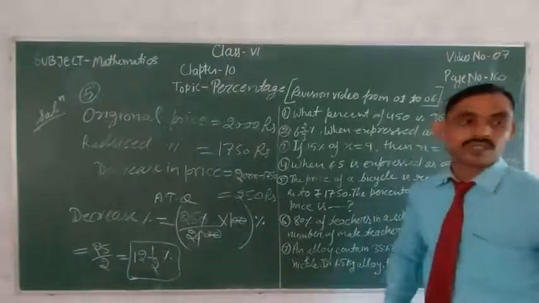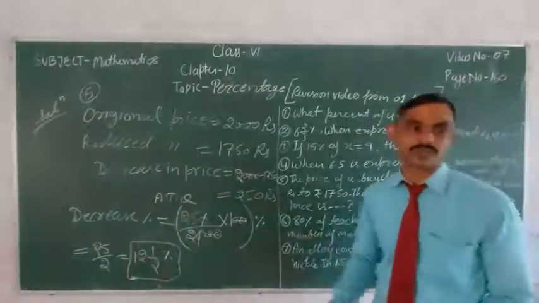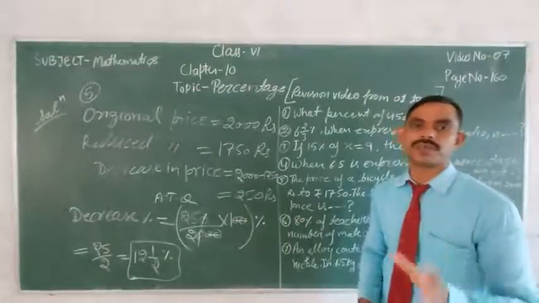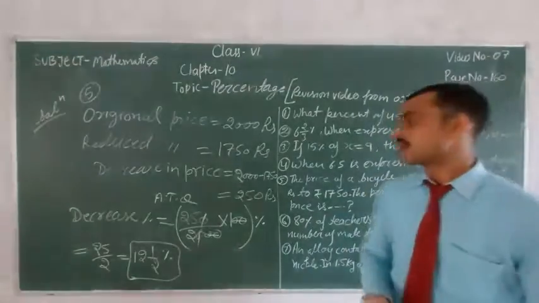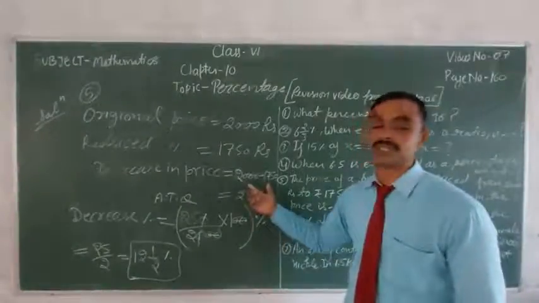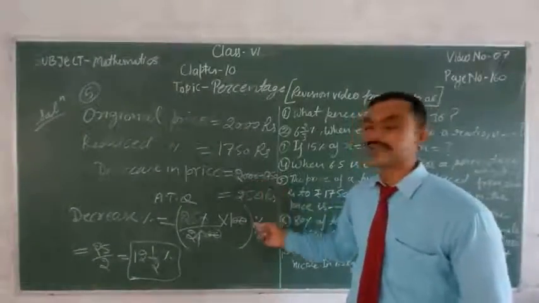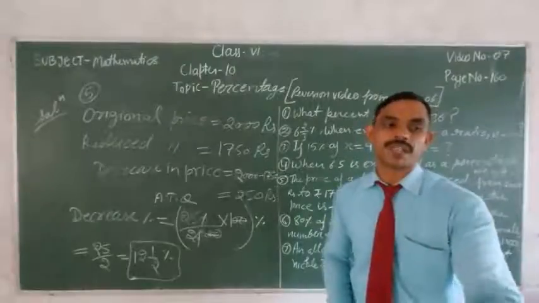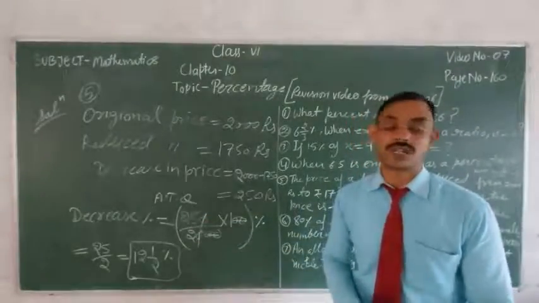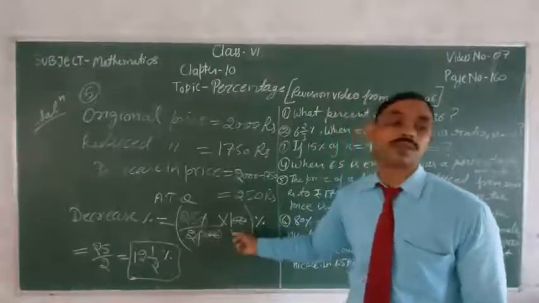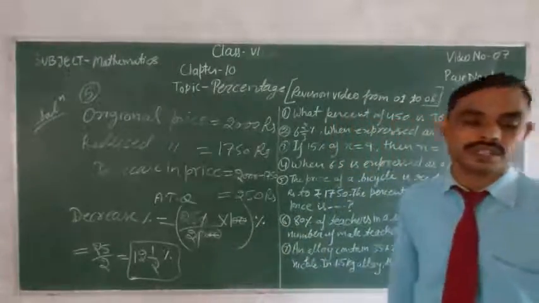So students, have you seen how easy this question is? We only have to keep in mind what the original price is and what the reduced price is. After that we will compare, and by subtracting the reduced price from the original we will get how much the decrease in the price is. After that we can calculate the decrease percentage by applying our formula, decrease upon total into 100, that is decrease percentage.